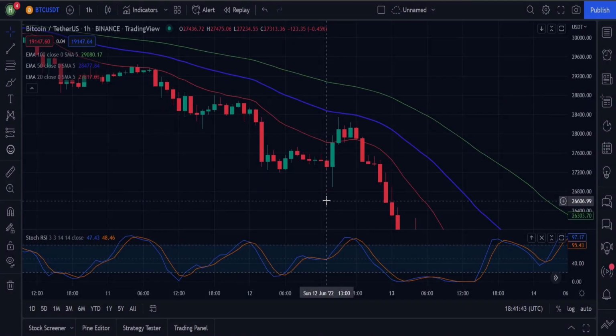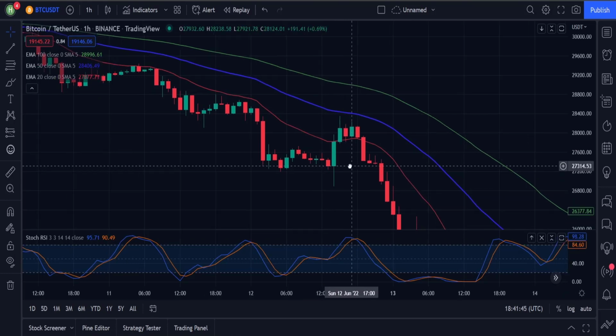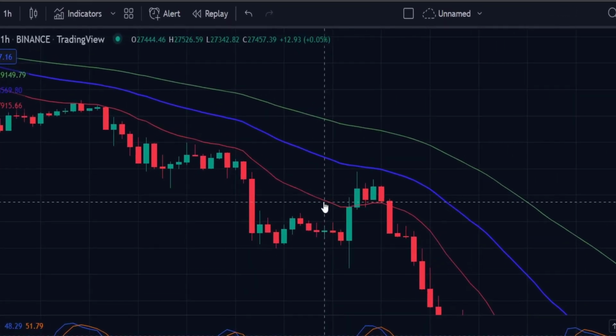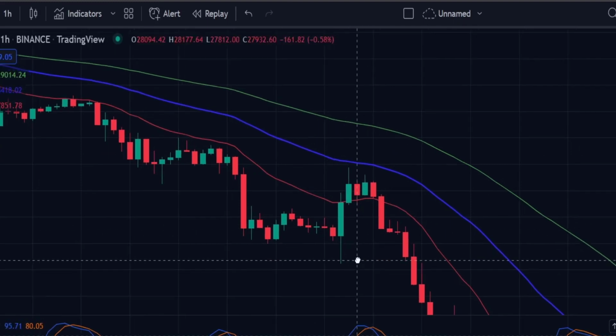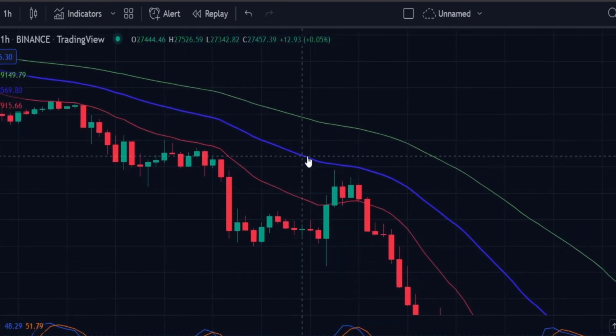Now for a sell trade, the rules are exactly the opposite. First, the EMAs must be aligned in a way so that on the bottom we have the 20, in the middle we have the 50 EMA, and on the top we have the 100 EMA. If they are positioned this way, the downtrend is officially confirmed.